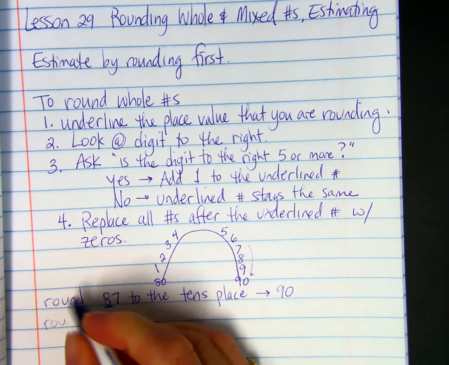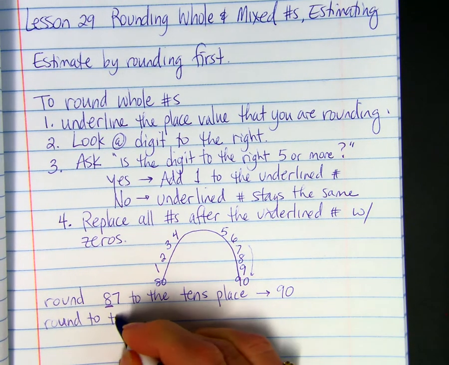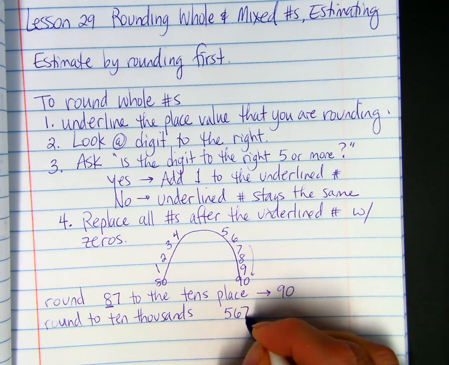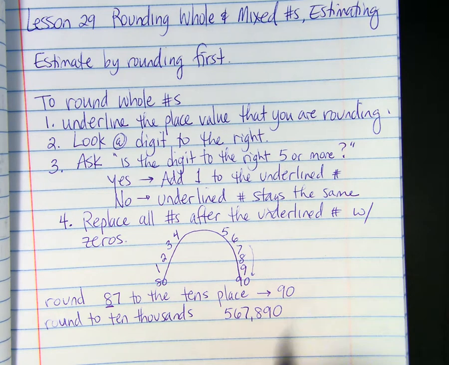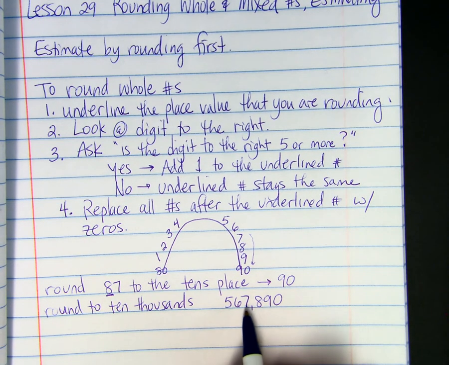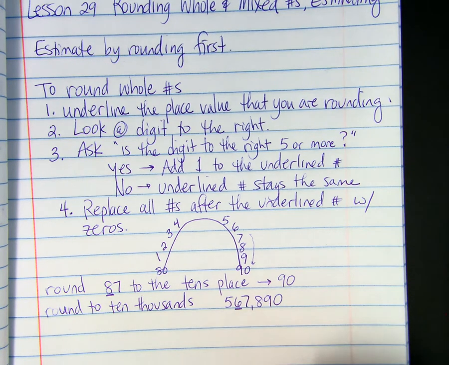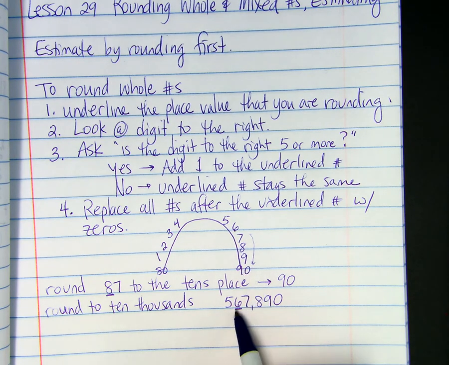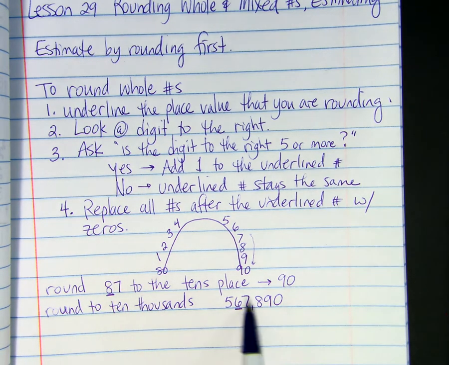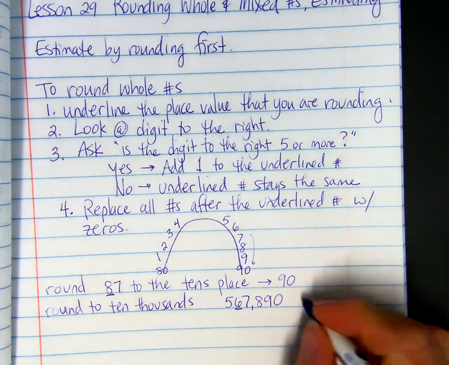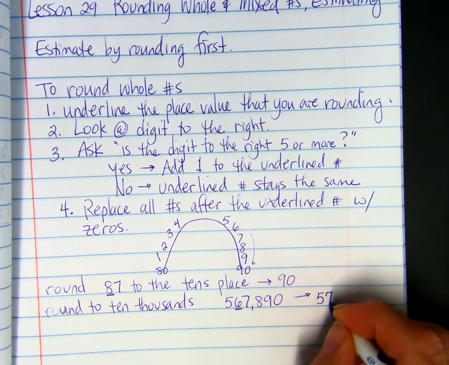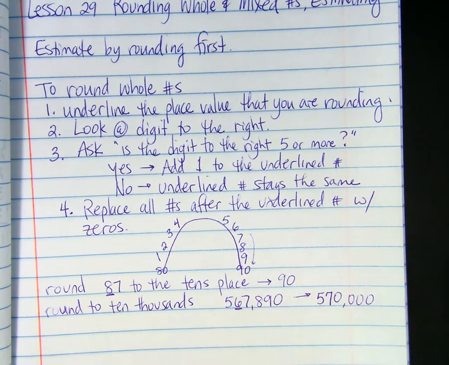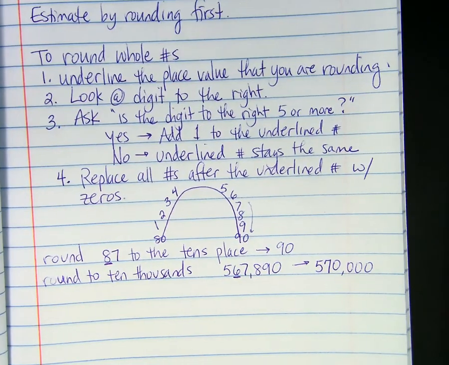So if we wanted to do an example where we want to round to 10,000s, we're going to round this number, 5, 6, 7, 8, 9, 0. So we have to find our 10,000s and underline it. So here's our thousand. 7's thousand, so 6 is 10,000. And we're going to find the 6 on our hill. So yes, the digit is 5 or more, so we're going to add 1 to the underlined number. So when we round, we get 5, 7, and the last step is replace all the numbers after the underlined number with zeros. We're going to have 4 zeros, and this is rounded to the nearest 10,000.